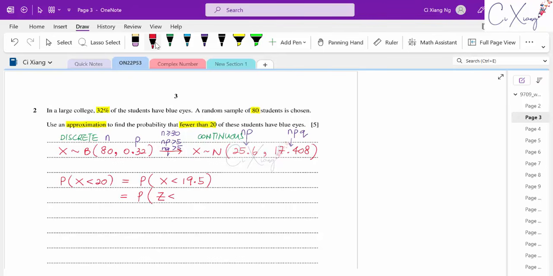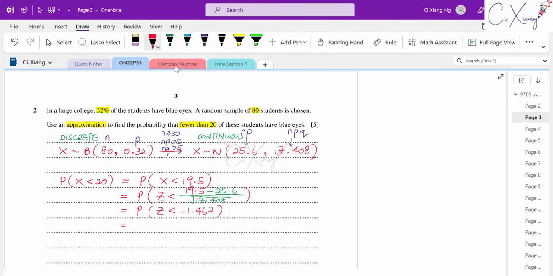Okay, then try to change it to z. To change it to z, or standardize it, we need to minus the mean and divide by the standard deviation. So this is my value of x. I need to minus the mean, 25.6, divided by the standard deviation, so I divide by the square root of 17.408. Get the value for z correct to 3 decimal places, and I'll have negative 1.462.